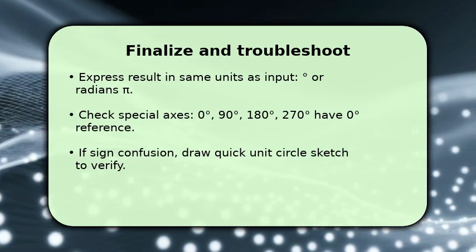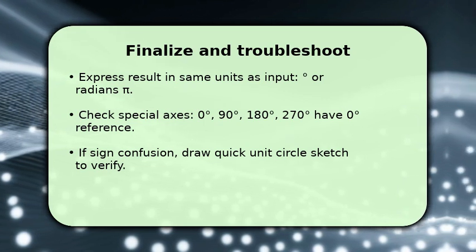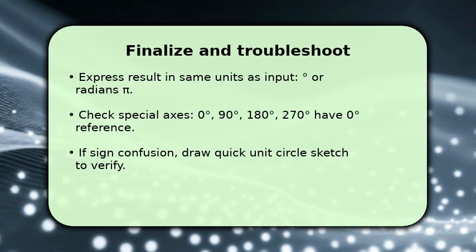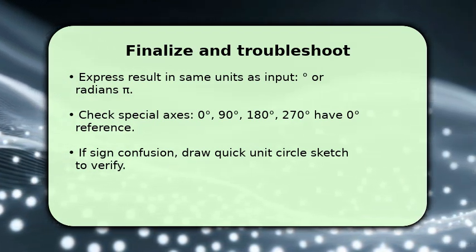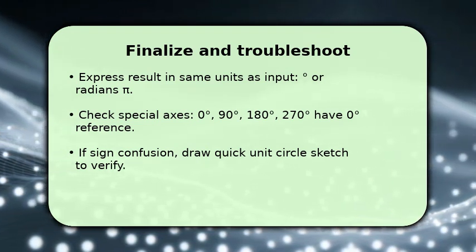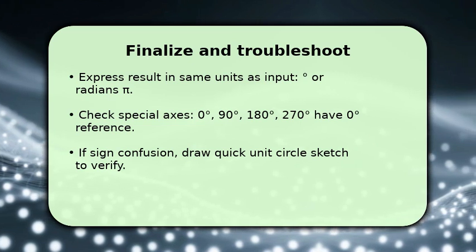For angles on the axes, the reference is 0. Note these exceptions early. If your value seems wrong, draw a small unit circle sketch and mark the terminal side. Visual verification catches sign errors and quadrant mistakes fast. Make sure to re-evaluate reduction to the principal cycle if the sketch disagrees. That usually fixes calculation oversights.